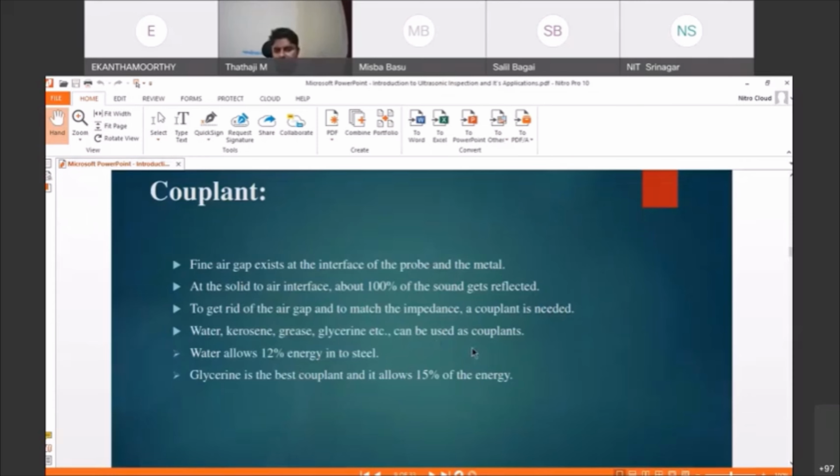The main advantage of couplant is to remove the air gap between the probe and the surface. Generally, the best is glycerin, but it always depends on the application. Sometimes in immersion systems, it is water only. Basically, the idea is that couplant is a medium we use to remove the air gap between the probe and the surface of the inspected object.